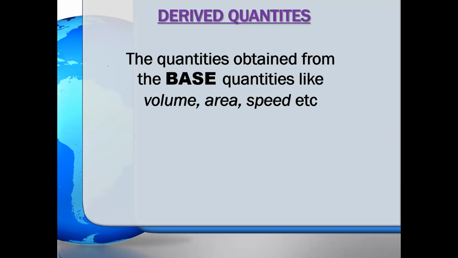Now, what are derived quantities? Derived quantities are obtained from the base quantities, like volume, area, speed, etc. You have to copy this. Okay.